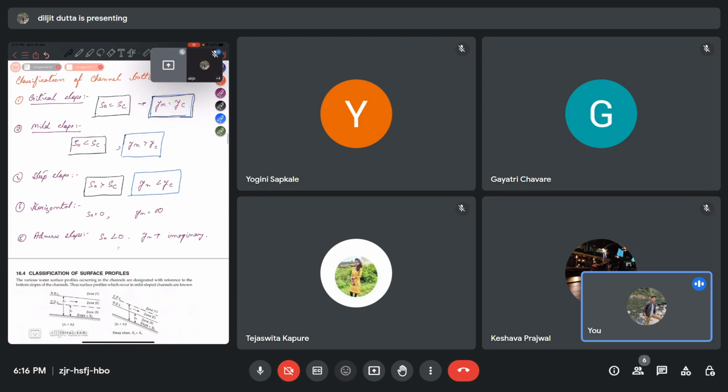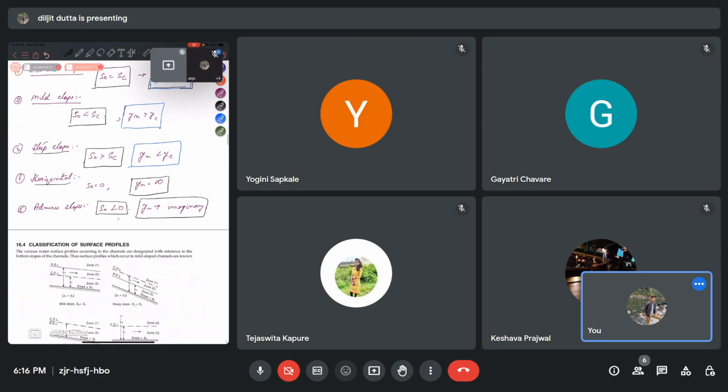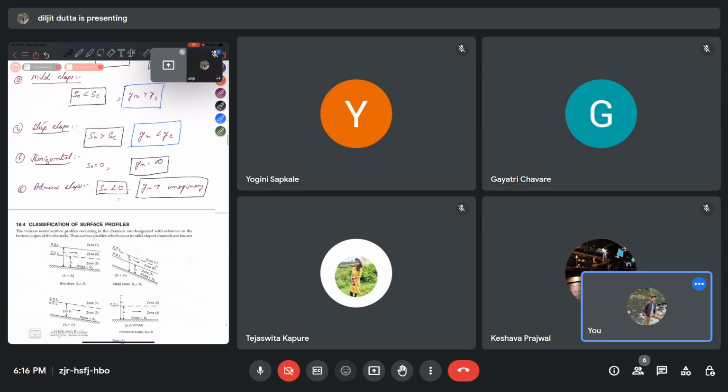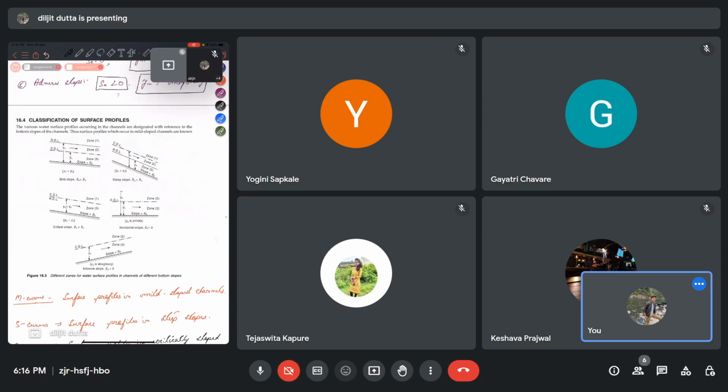So these are the 3 main slopes that we will be analyzing, but there are 2 other slopes. One is the horizontal slope, when S naught is equal to 0. In that case the normal depth will be infinity. And lastly we have the adverse slope, where S naught is less than 0, that is the bed slope is increasing along the downstream. In that case the normal depth will be imaginary. So for these slope types we will be seeing what the surface profiles of the flow are.